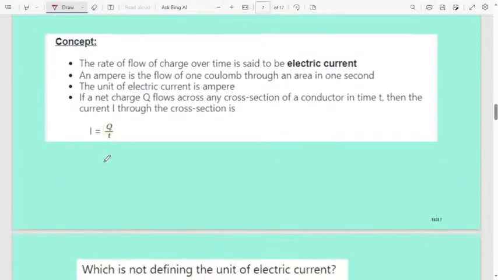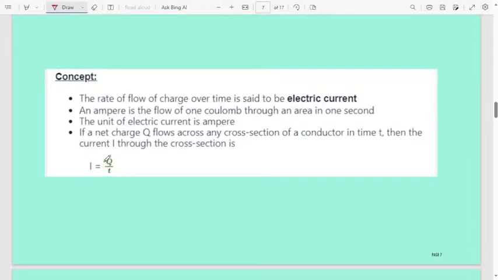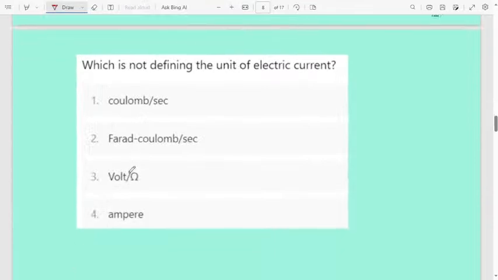Here I included the explanation. The rate of flow of charge over time is said to be an electric current. Then what is the SI unit of electric current? The ampere is the flow of 1 coulomb through an area in 1 second. The SI unit is ampere. The net charge Q flowing across any cross section of a conductor in time t we will consider as current. I will be equal to Q divided by T. Remember, easy question. Okay. Next.